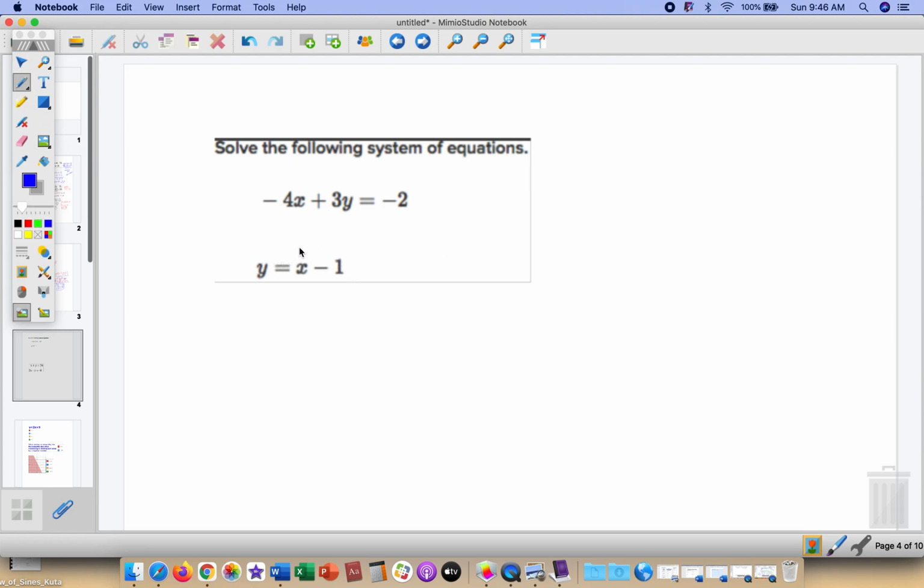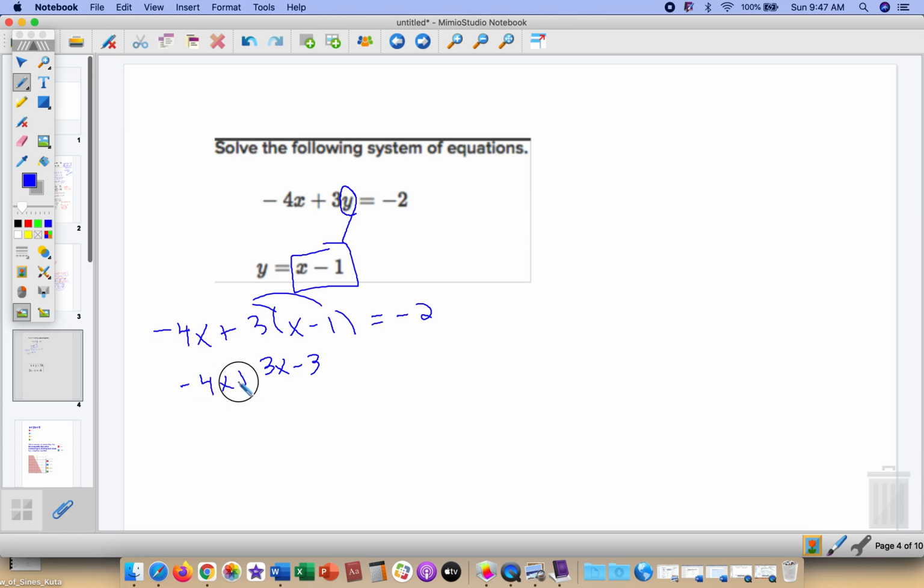So you have two options. If you want to substitute, you can plug x minus 1 into the top equation for y. So you would have negative 4x plus 3 times (x minus 1) is equal to negative 2. Distribute the 3, you'd have 3x minus 3, negative 4x over here, equal negative 2. So negative 4x and 3x is negative 1x, or negative x, minus 3 equals negative 2. Add 3 to both sides. So you have negative x equals, or you can put that 1 there, equals positive 1.